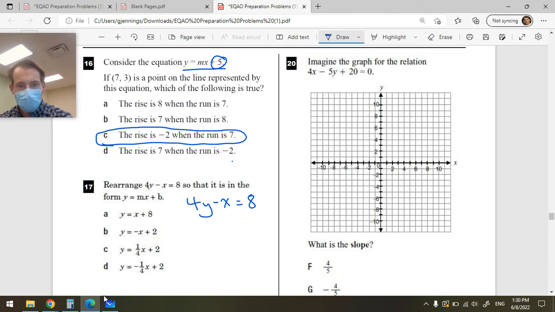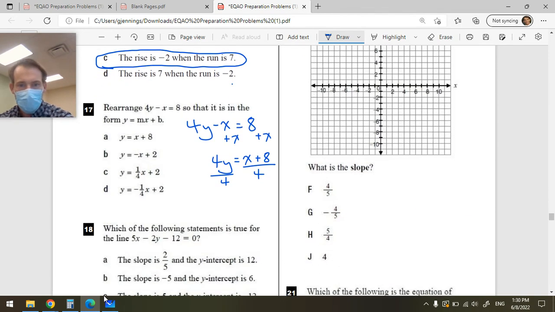So here I want to get the x's and y's apart. So I'm going to add x to both sides. And that will give me 4y is equal to x plus 8. And now I need to get that 4 away, so I'm going to divide both sides by 4. And so then I'm going to have y, because these 4's cancel, just leaves y. Y is equal to x over 4 plus 2.